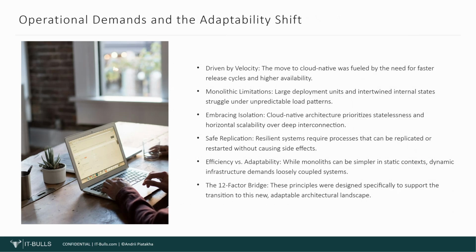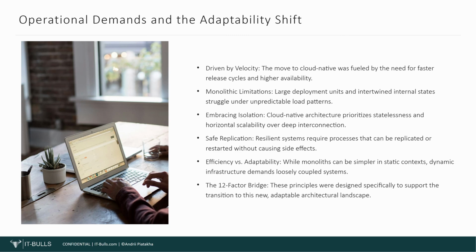This shift was not purely about technology. It was driven by operational demands. Organizations needed faster release cycles, higher availability, and the ability to respond quickly to changing load patterns. A tightly coupled monolith struggles in such an environment because its deployment unit is too large and its internal state is too intertwined. Cloud-native architecture embraces isolation, statelessness, and horizontal scalability.